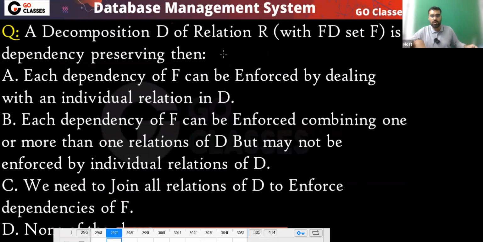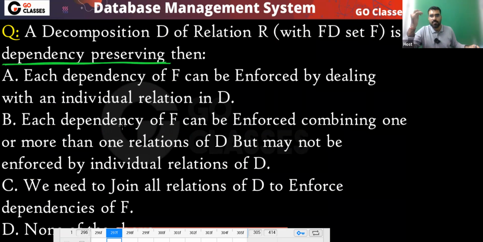So now this is your question. Can you read this question? Did you understand this? The same question I am revisiting again. A decomposition is dependency preserving. What does it mean? Did you understand this clearly?